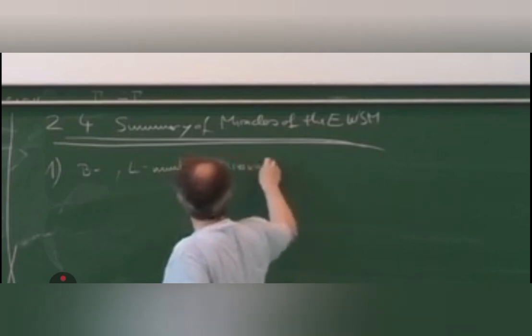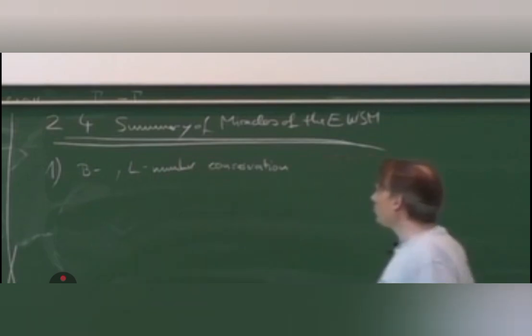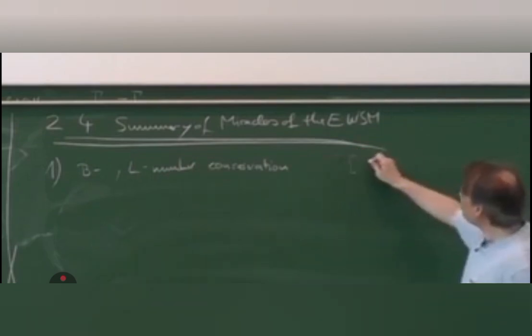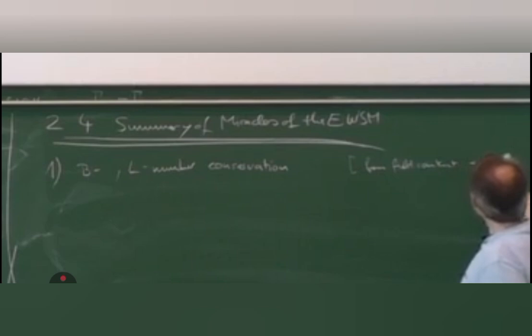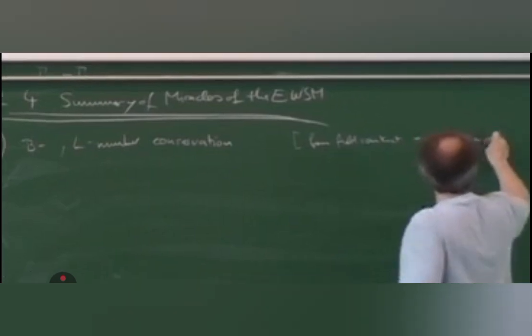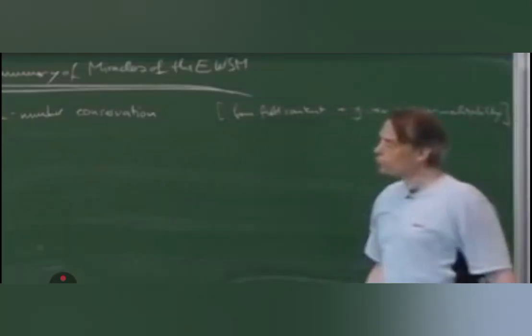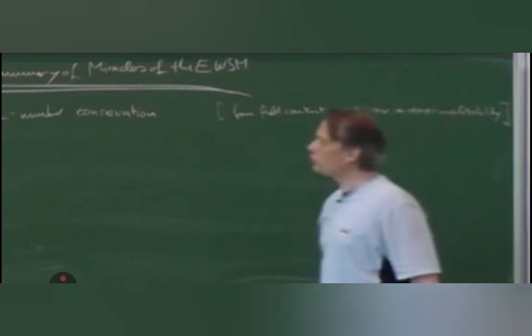So without much comment, there was first automatic baryon and lepton number conservation. And remember, that followed simply from the field content of the theory. Field content plus gauge invariance plus renormalizability. We obtained accidental baryon and lepton number conservation.